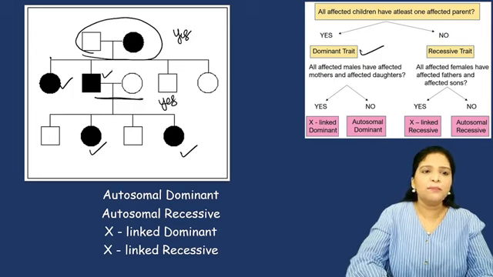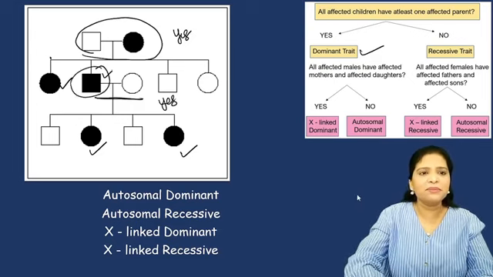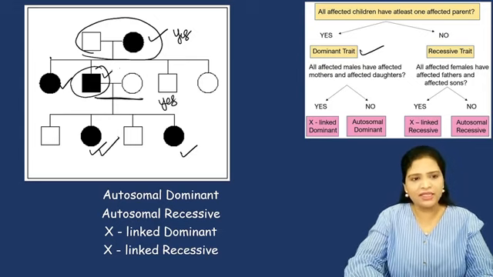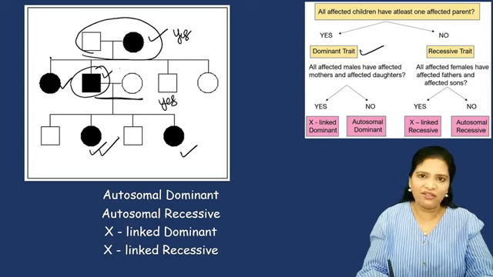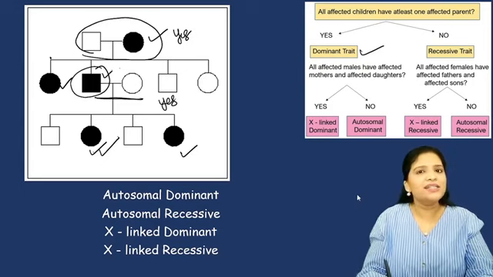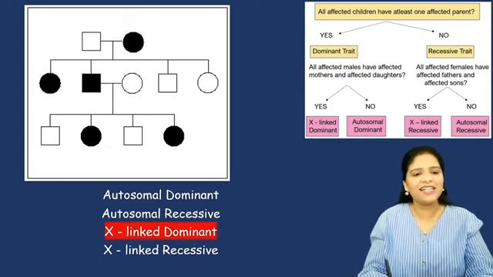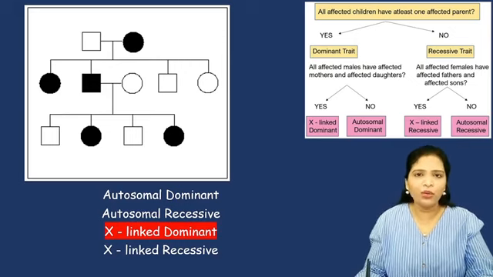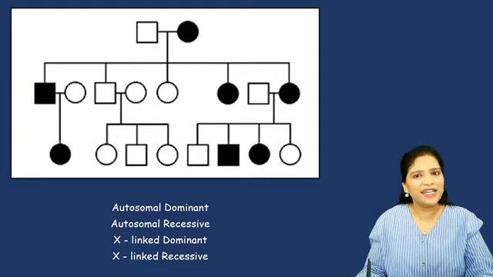Then focus on the male. So whether all the affected males have an affected mother and affected daughter? Yes. He has an affected mother and both his daughters are affected, right? So this type of inheritance is X-linked dominant type of inheritance. You understand now? Okay.